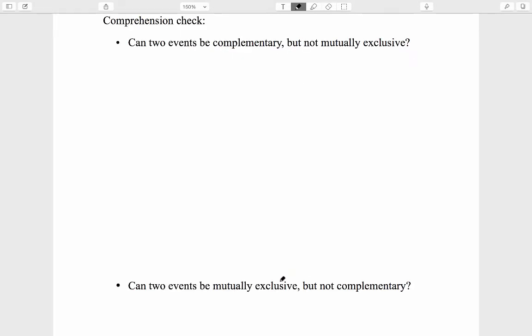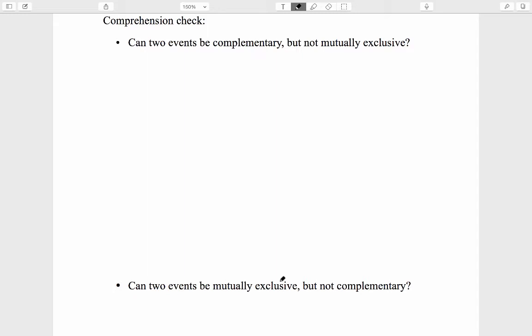Let's do a comprehension check before we continue. Can two events be complementary, but not mutually exclusive? Think what the words mean. Can two events be complementary, but not mutually exclusive?